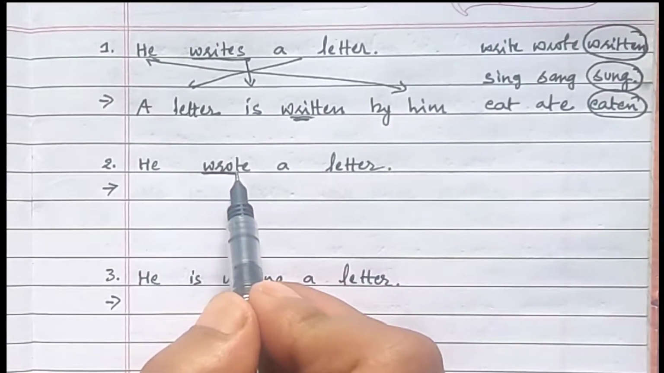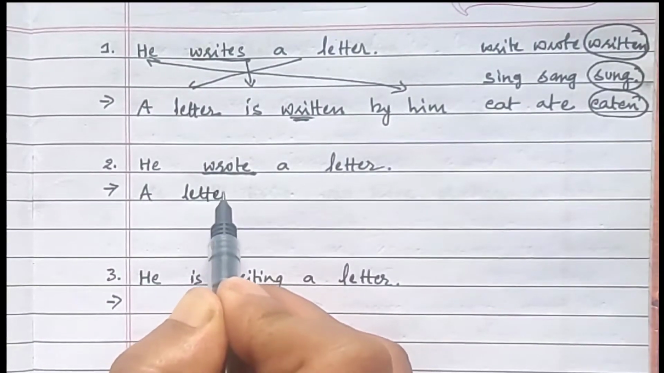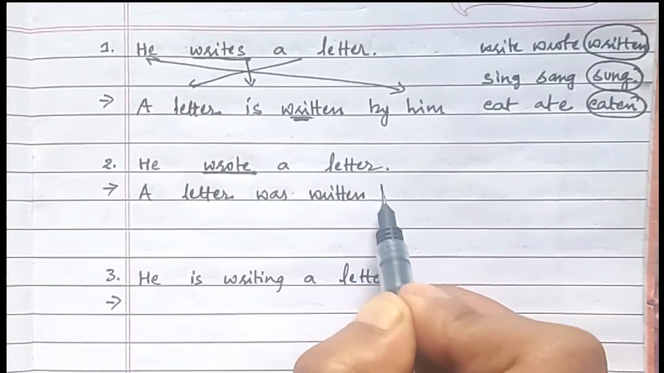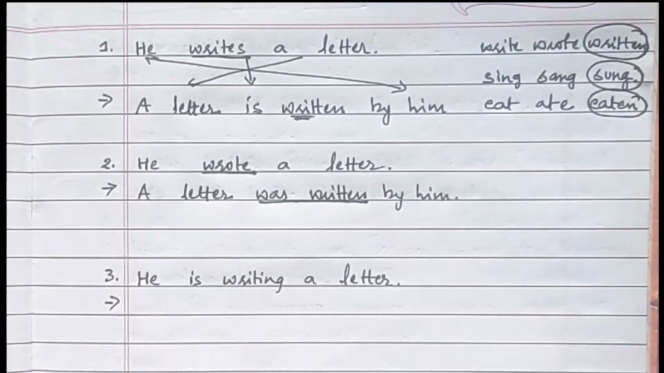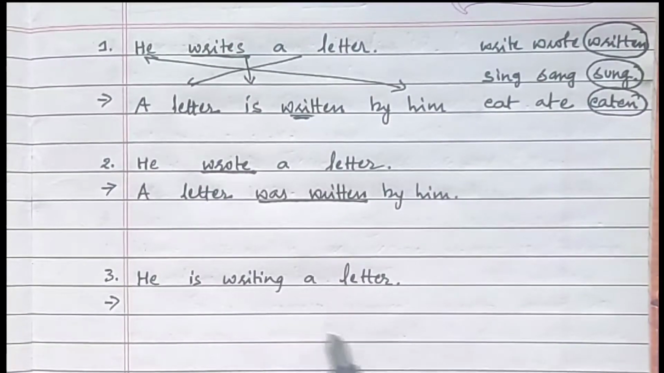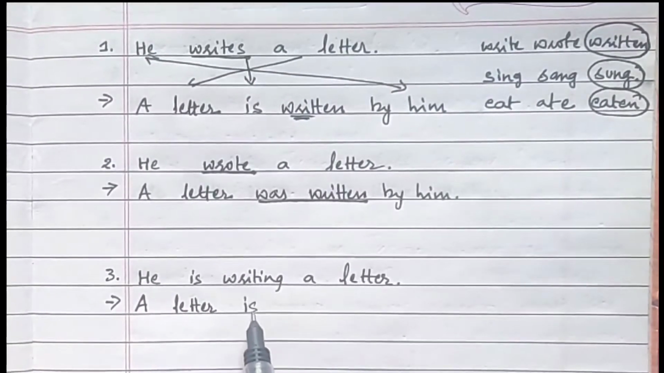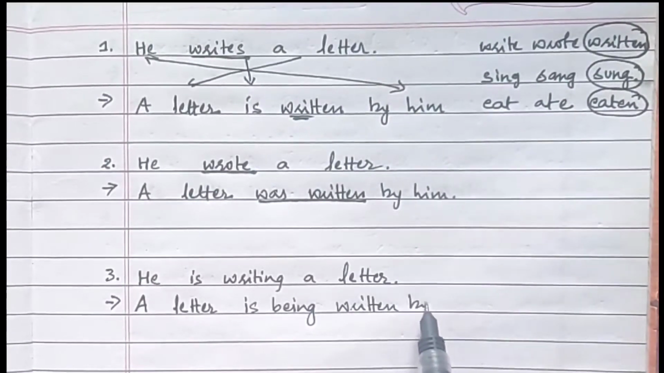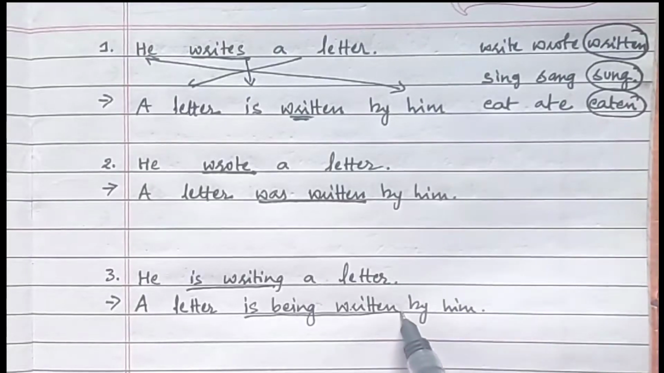Now next one, he wrote a letter. So wrote, simple past tense, so it will be like this. A letter was written by him. So look at the change. Wrote, was written. Okay. He is writing a letter. Is writing, present continuous tense. So your passive voice will be a letter is being written by him. Is writing, is being written.